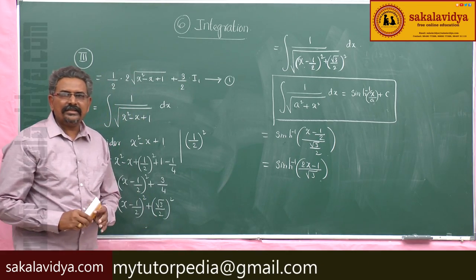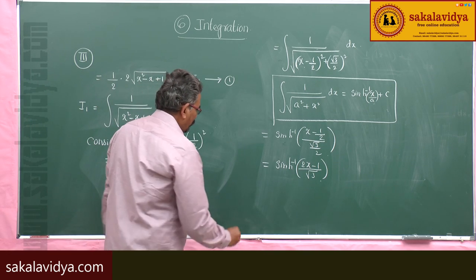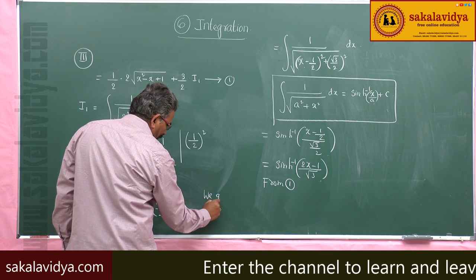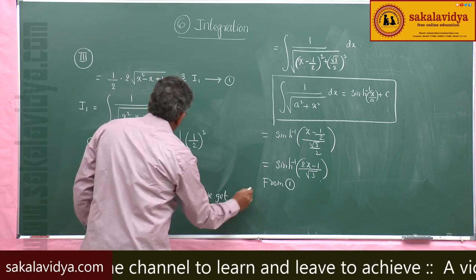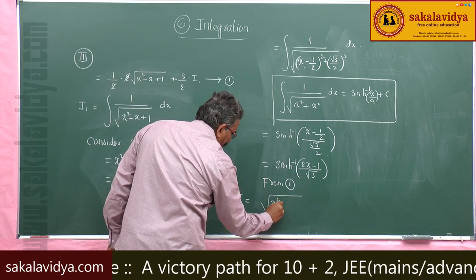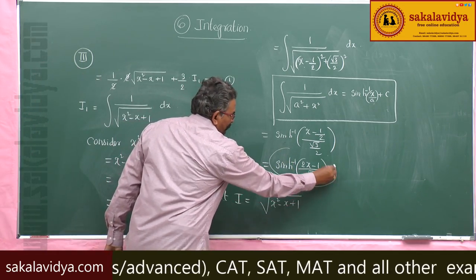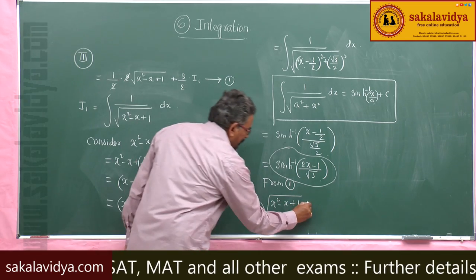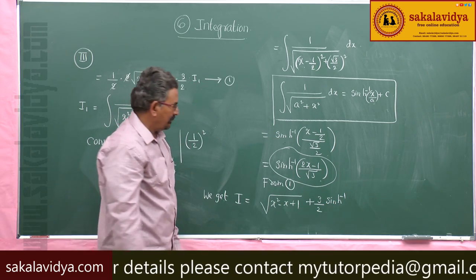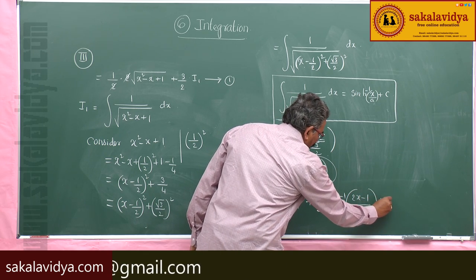But our aim is to find the value of I. Here we got I 1. So from equation 1, the required integral I equals, the 2 getting cancelled, root of x square minus x plus 1, plus I 1 replaced by its value, so plus 3 by 2 sinh inverse of (2x minus 1) by root 3, plus the constant of integration.